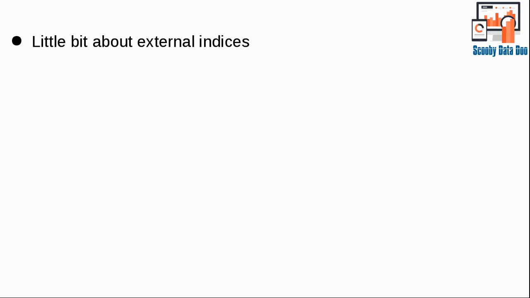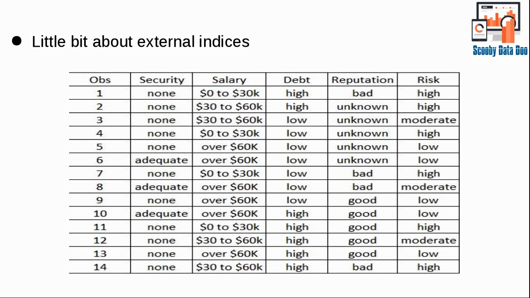So here I'll talk a little bit about external indices. Before I get to the basic part, I would like to draw attention to this dataset. Here we can see several attributes. The first attribute is of no use. It has nothing to do with the calculation here because this is just an index. Yeah. Then we have security, salary, DBT, reputation, and risk. So we were talking about the class label or the target variable. So let's say for this dataset, risk is the target variable.